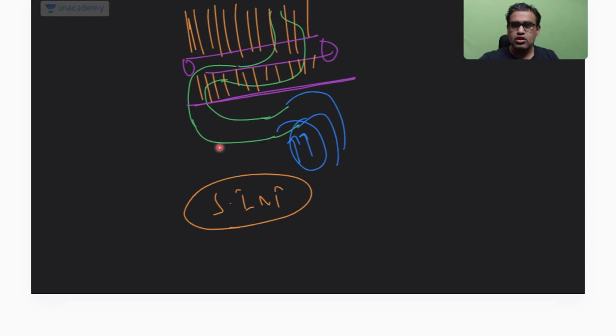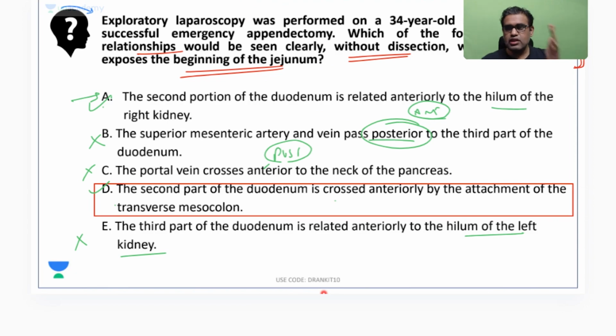Now what will you see? You will see this attachment of the transverse mesocolon on the second part of duodenum, including the pancreas over here. There would be a pancreas also running. It is going in front of that also. This is what you see. Is this point clear? So what do you see when you reach the jejunum was the question. You have to think about it.